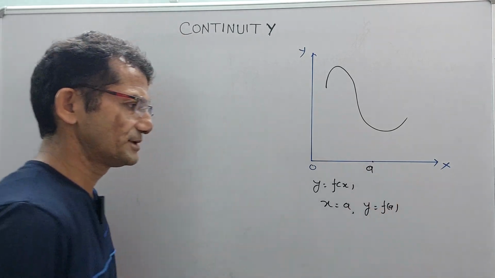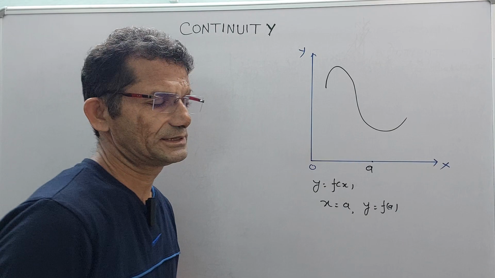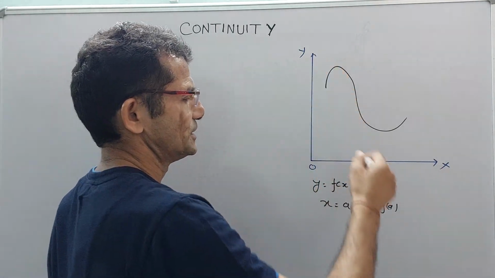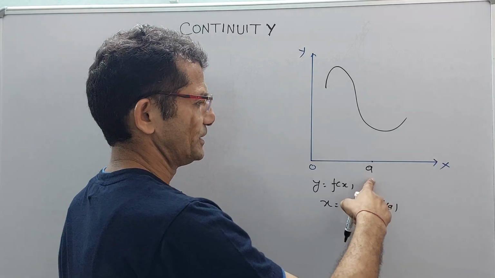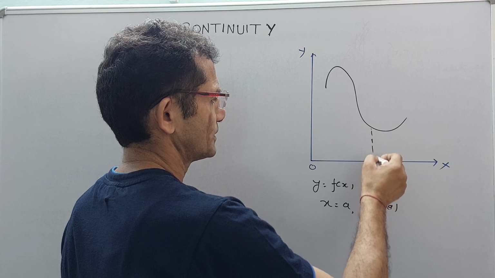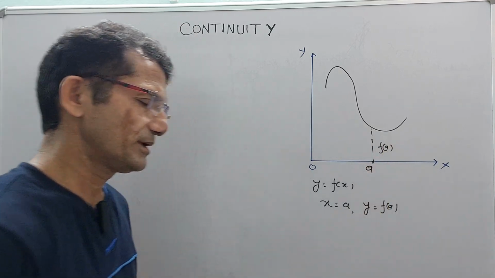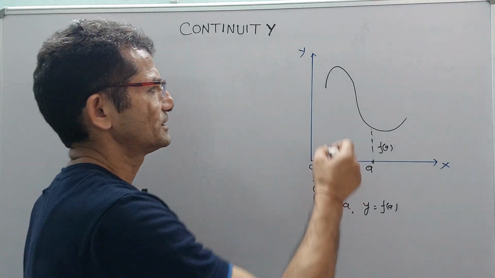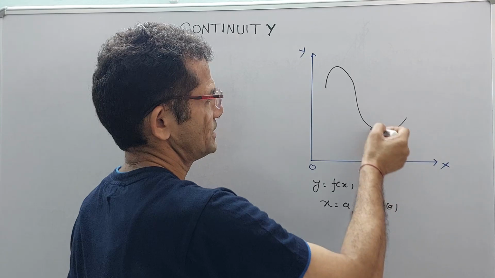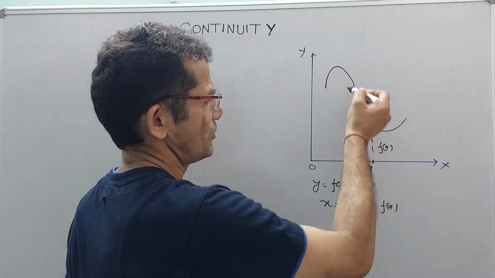The variable x is along the x-axis and y or f(x) is along the y-axis. Corresponding to a we have the value f(a). At the point a, if I check whether the curve is breaking or not, it is completely continuous. It is not breaking at this point. It is smooth.